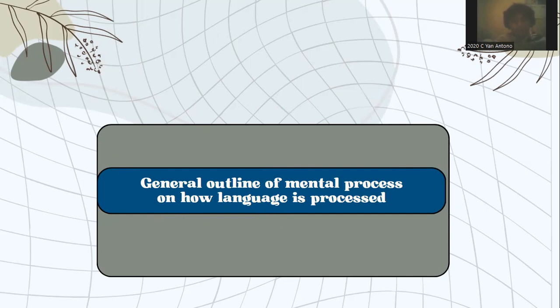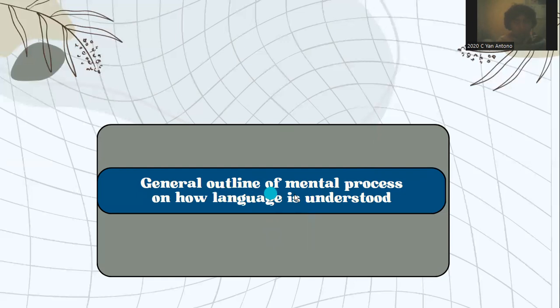And the third is the general outline of the mental process of how language is processed. It involves several stages. First, the sounds of speech are analyzed by the auditory system, and then mapped onto the words and meanings in the mental lexicon. Next, the syntax and grammar of the language are processed to determine the structure of the sentence. And the last is the meaning. The meaning of the sentence is derived based on the context and the semantic knowledge of the language.